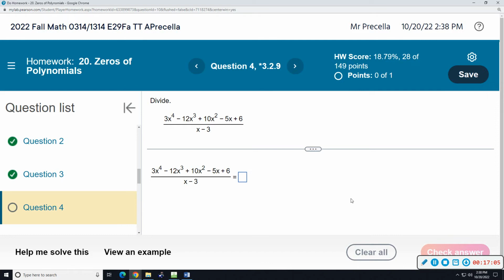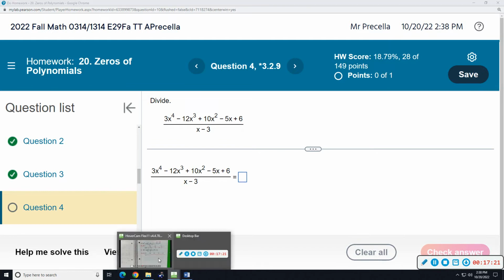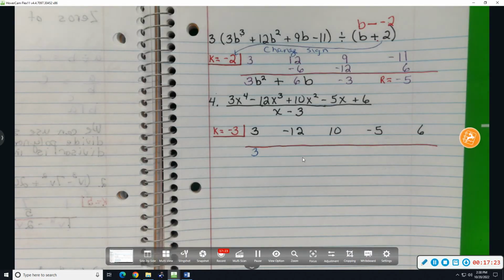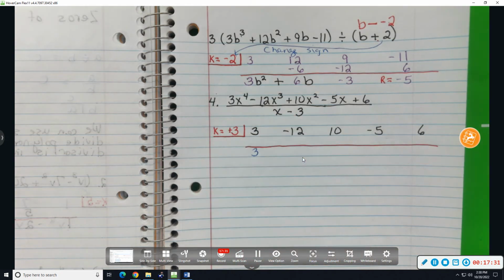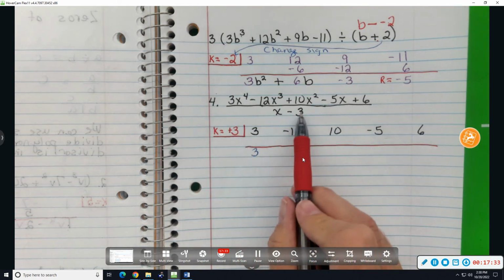Get started. Are y'all caught up? You get started by bringing the 3 down. Oh my gosh. So the k value is negative... No, it isn't negative 3. I wrote the wrong thing. It's positive 3, isn't it? Okay. Change the sign.